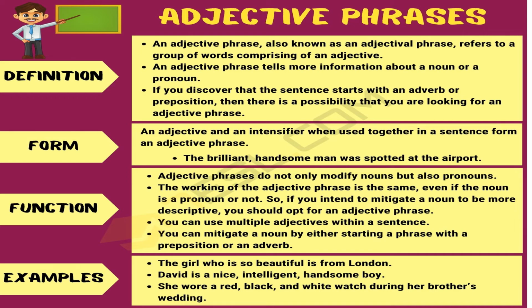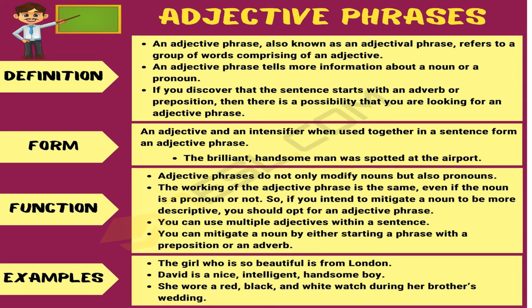Now, what are the functions? Adjective phrases do not only modify nouns, but also pronouns. You can use multiple adjectives within a sentence. Now, let's see the examples. The girl who is so beautiful is from London. Now, here, the girl is the noun.